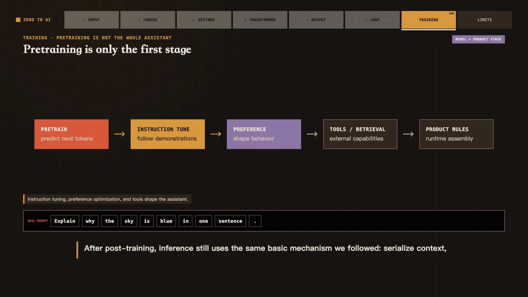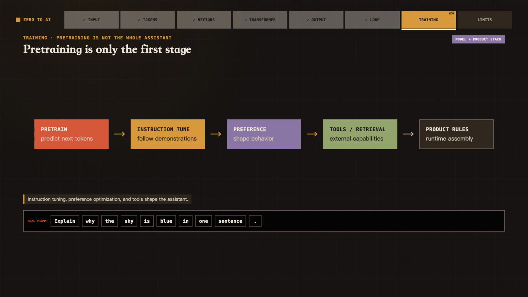After post-training, inference still uses the same basic mechanism we followed. Serialize context, tokenize, run fixed parameters forward, produce logits, and decode tokens autoregressively.